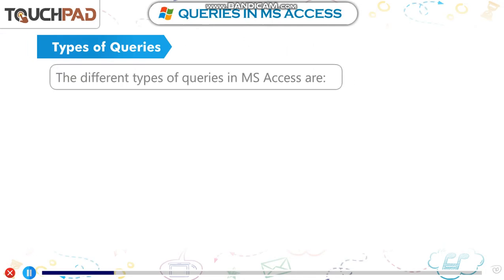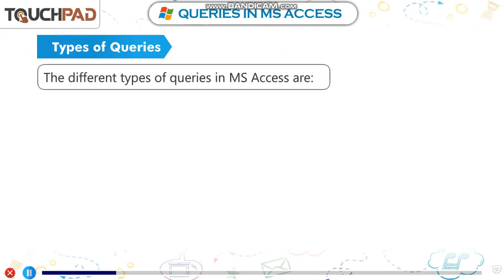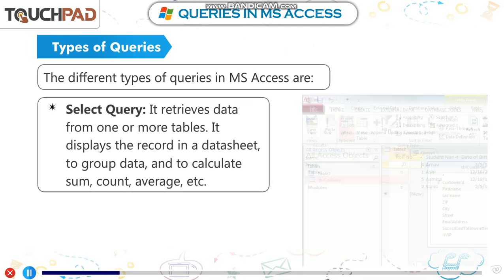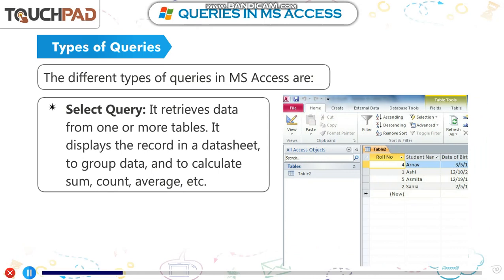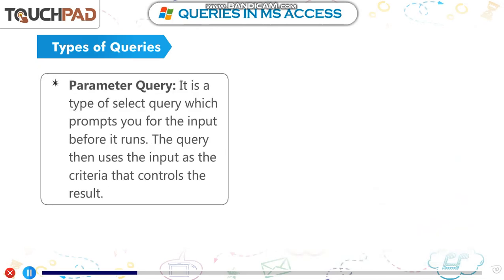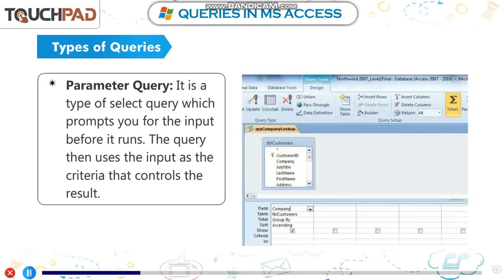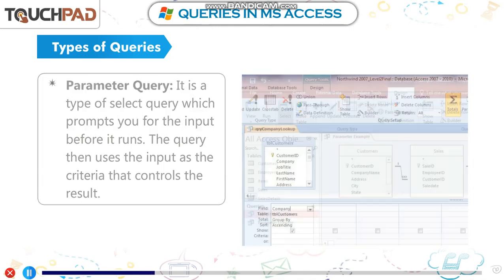Types of queries. The different types of queries in MS Access are: Select query. It retrieves data from one or more tables. It displays the records in a datasheet to group data and to calculate sum, count, average, etc. Parameter query. It is a type of select query which prompts you for the input before it runs. The query then uses the input as the criteria that controls the result.